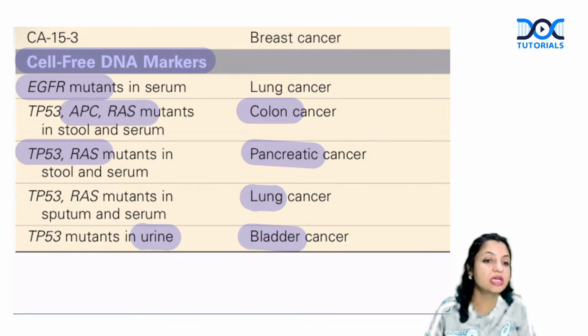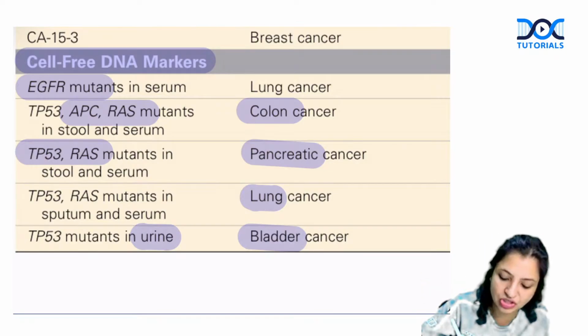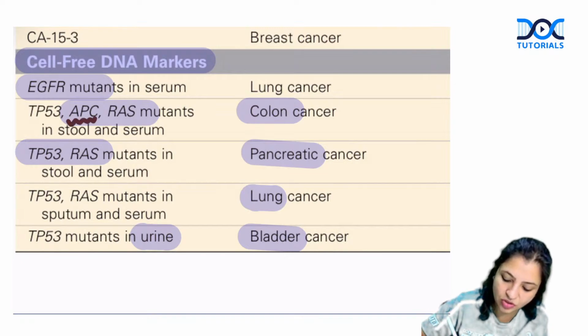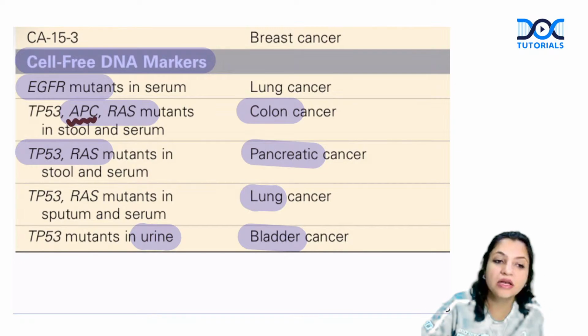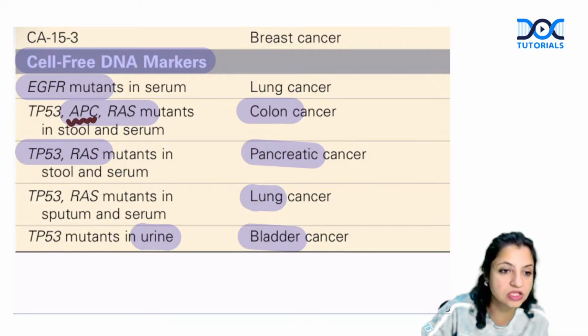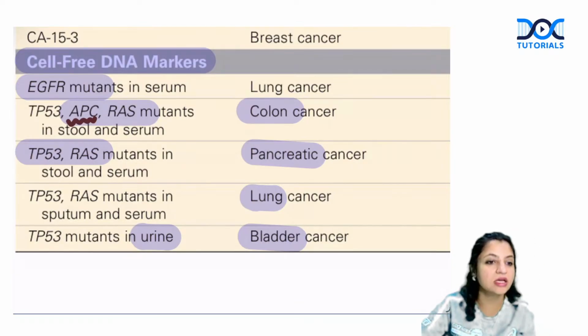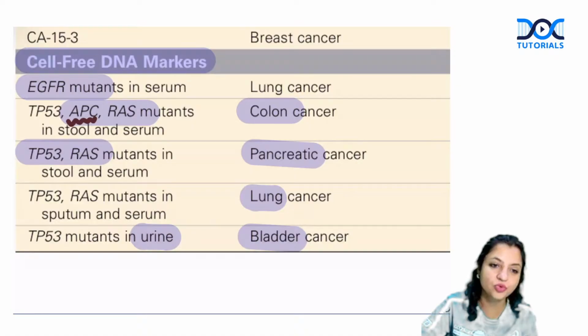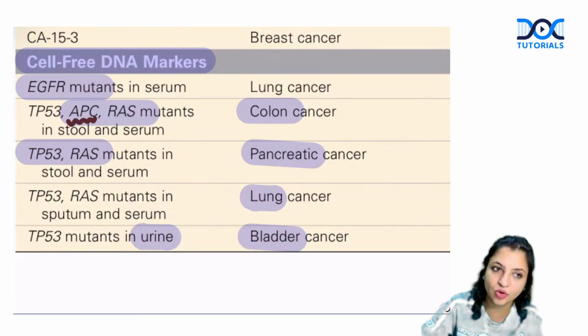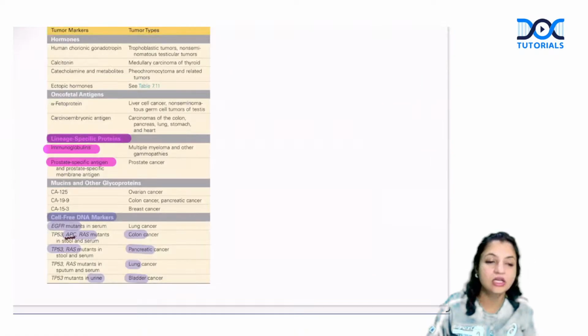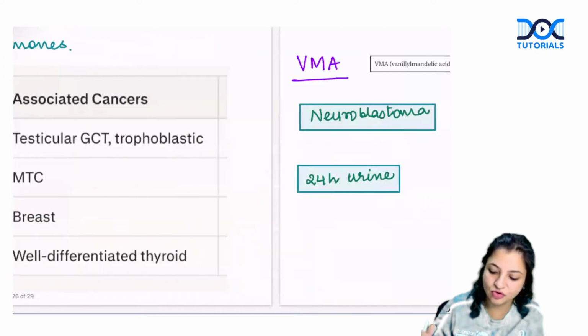So the source becomes very, very important. Especially APC, if it is coming positive in the stool, it is colon. And RAS, if it is coming positive in the stool and serum, it is pancreatic. In the sputum, it is lung. And in the urine, it is bladder. So these are the important points that you have to be very, very clear about. Okay. So these are some tumor markers which you have to be super clear with.